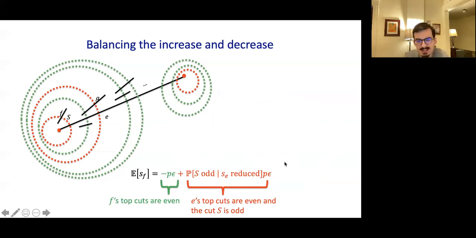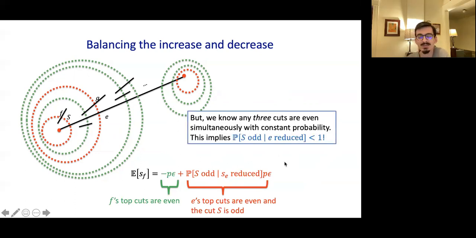However, we kind of already know this. We know that any three cuts are even simultaneously with constant probability. And this is actually enough to prove that this conditional probability is below 1 because we apply this to the top two cuts of e and this cut S. So we're simply showing that within the space where e is reduced, there's some small mass where S is even as well. And so the expectation of this slack goes below 0 by some constant.